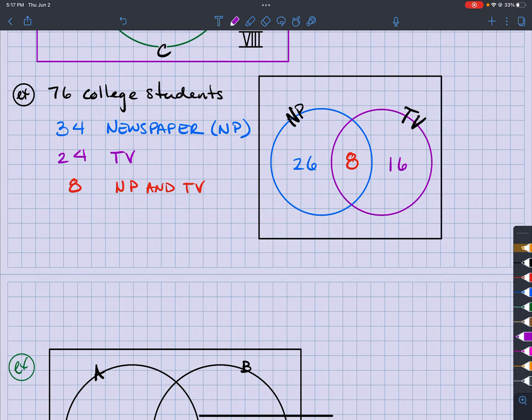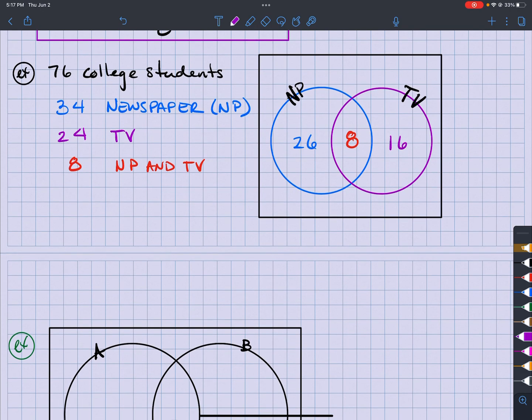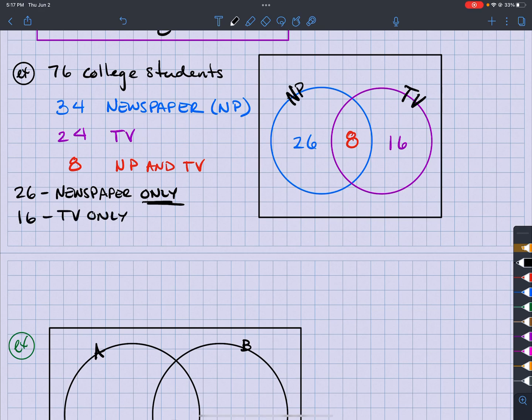So what we have is that with these numbers, you can see that we have 26 people that do newspaper only. That's what that 26 means. We have 8 that do both. We already know that. And we got 16 that do TV only.